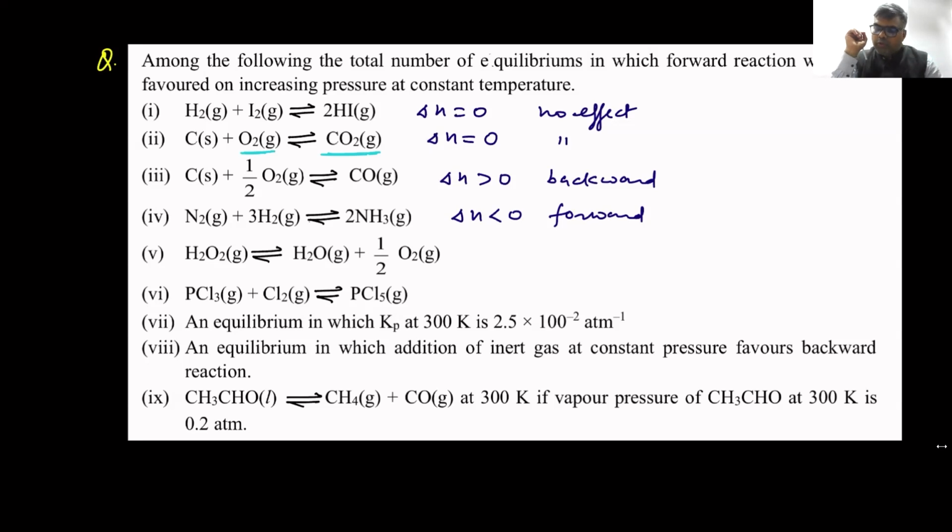Next, it is given H2O2 on heating gives water and half of oxygen gaseous. So this is also a case of delta n positive again. So this is also backward shift. Next case is delta n negative. So this is forward shift.